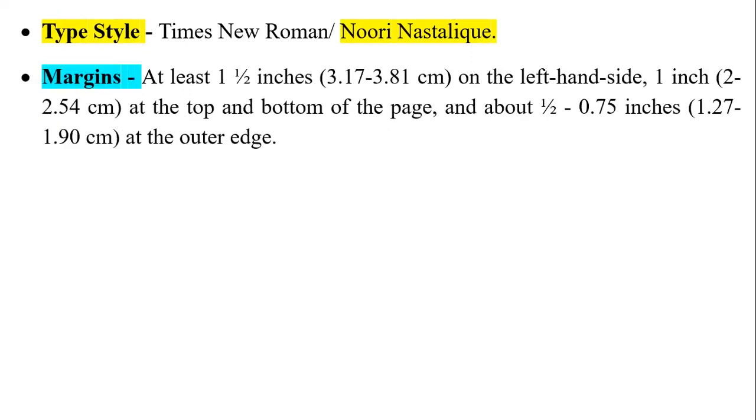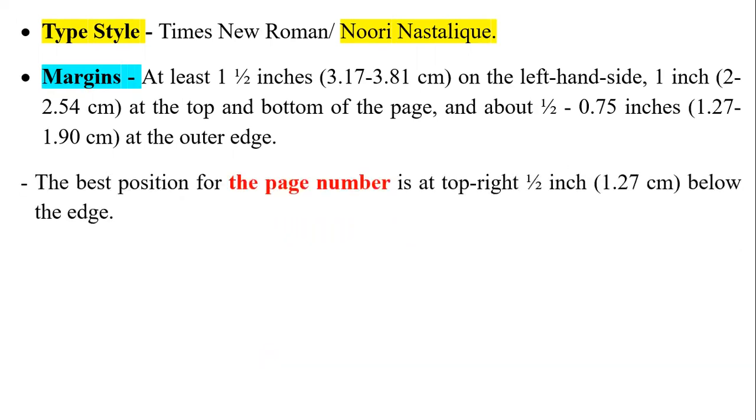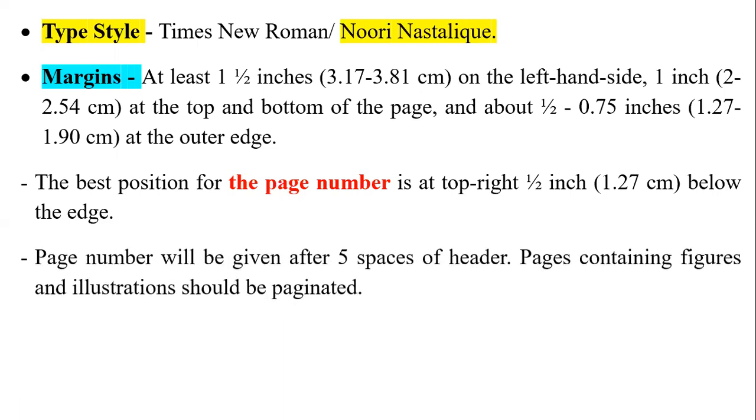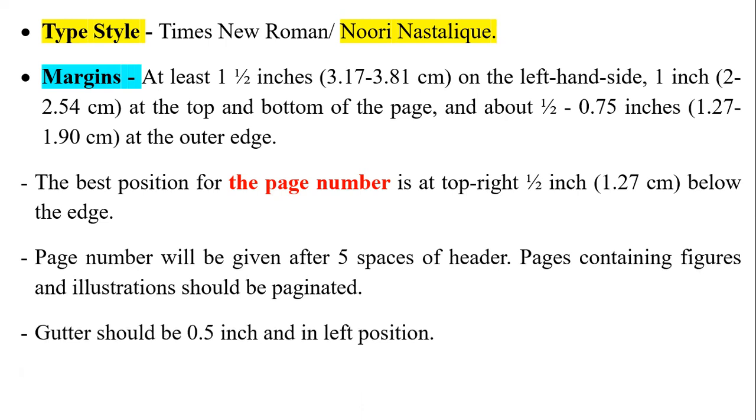Margin should be added in your manuscript, and for left and right the margin should be 1.5 inches. For top to bottom it should be 1 inch, and for outer edge it should be 0.75 inches. The best position for page number is the top right corner of your thesis. Page number should be given after 5 spaces of header, and pages containing figures and illustrations should also be paginated. Gutter should be applied and gutter size should be 0.5 inches and it should be present on the left position.